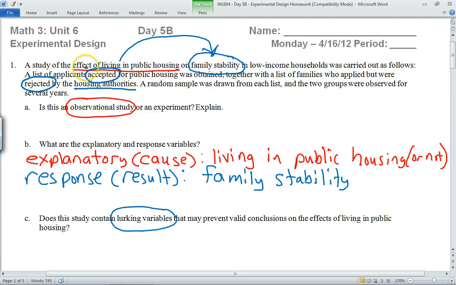Now, you know, we weren't there, but do you have any guesses as to why some families were accepted to public housing? These are all low-income families, so they all are in need. Why would some families be accepted while other families were rejected? Why would anyone be rejected by public housing?